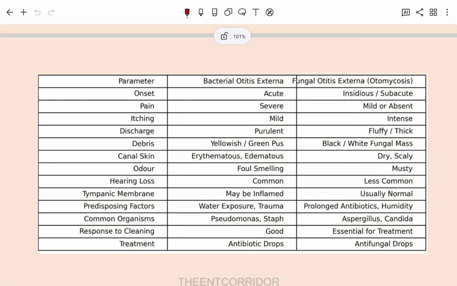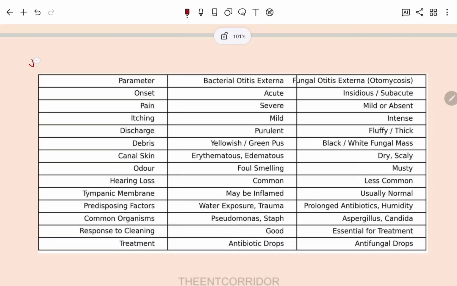Here I have provided you with a table about the differentiating features between the bacterial otitis externa and the fungal otitis externa, which is a very important Viva question.